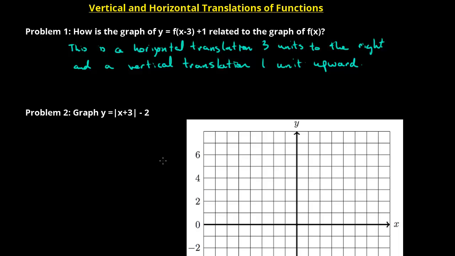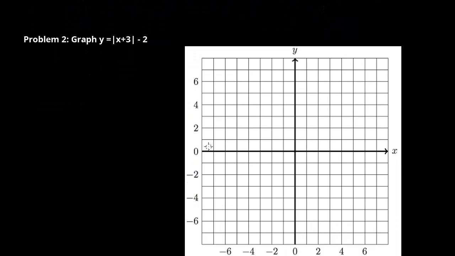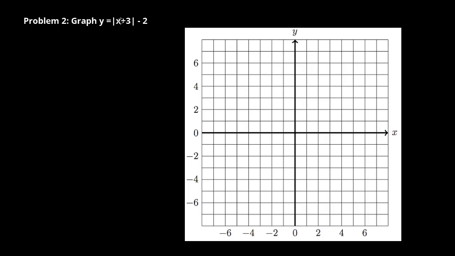Next, let's look at problem 2. It wants us to graph y is equal to the absolute value of x plus 3 minus 2. So to do this, let's look at the parent function. Let's say the parent function is y is equal to the absolute value of x. That's the function that we're transforming.